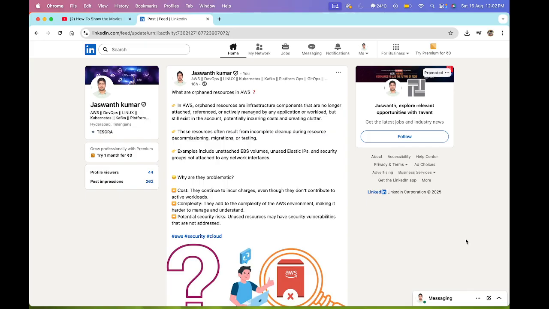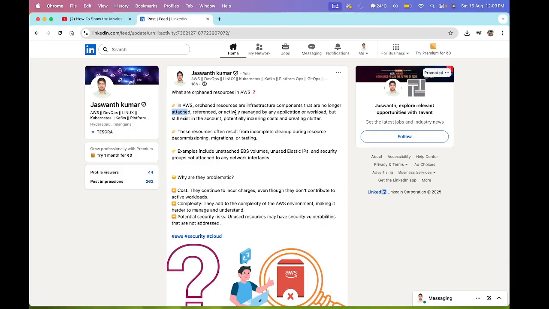I want to explain what orphaned resources are in AWS. Basically, orphaned resources are leftover resources that are not part of any main part of the infrastructure. In AWS, orphaned resources are infrastructure components that are no longer attached, referenced, or actively managed by any application or workload, but still exist in the account, potentially incurring cost and creating clutter.